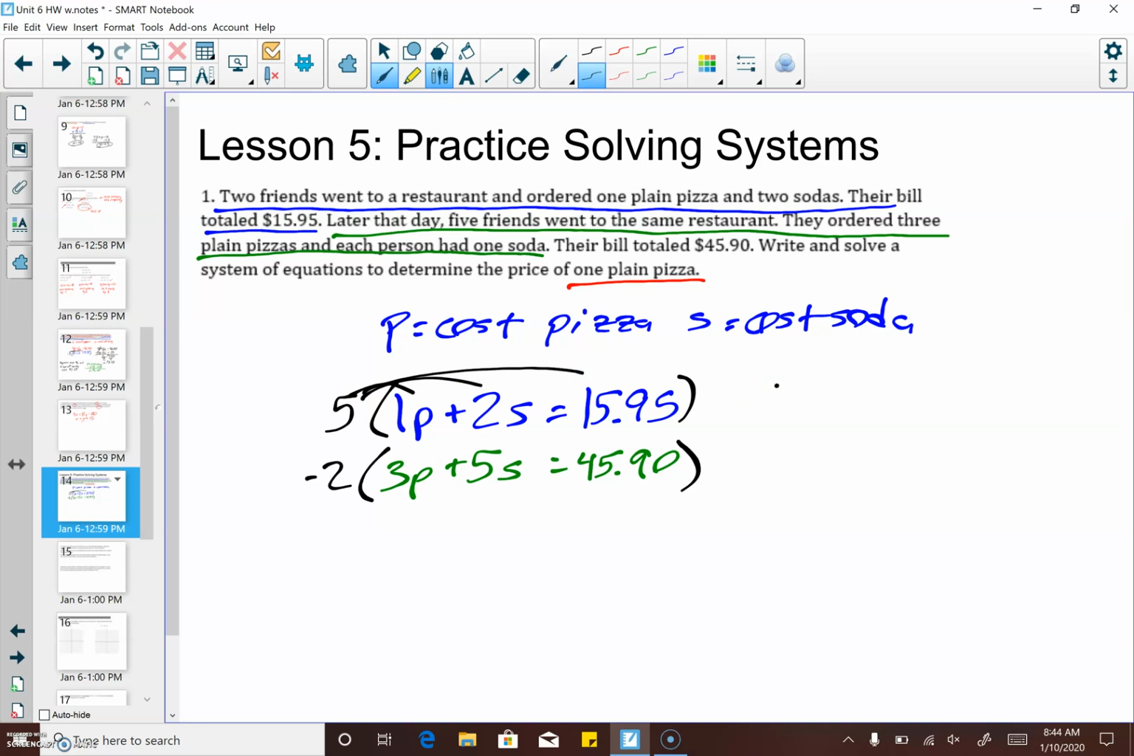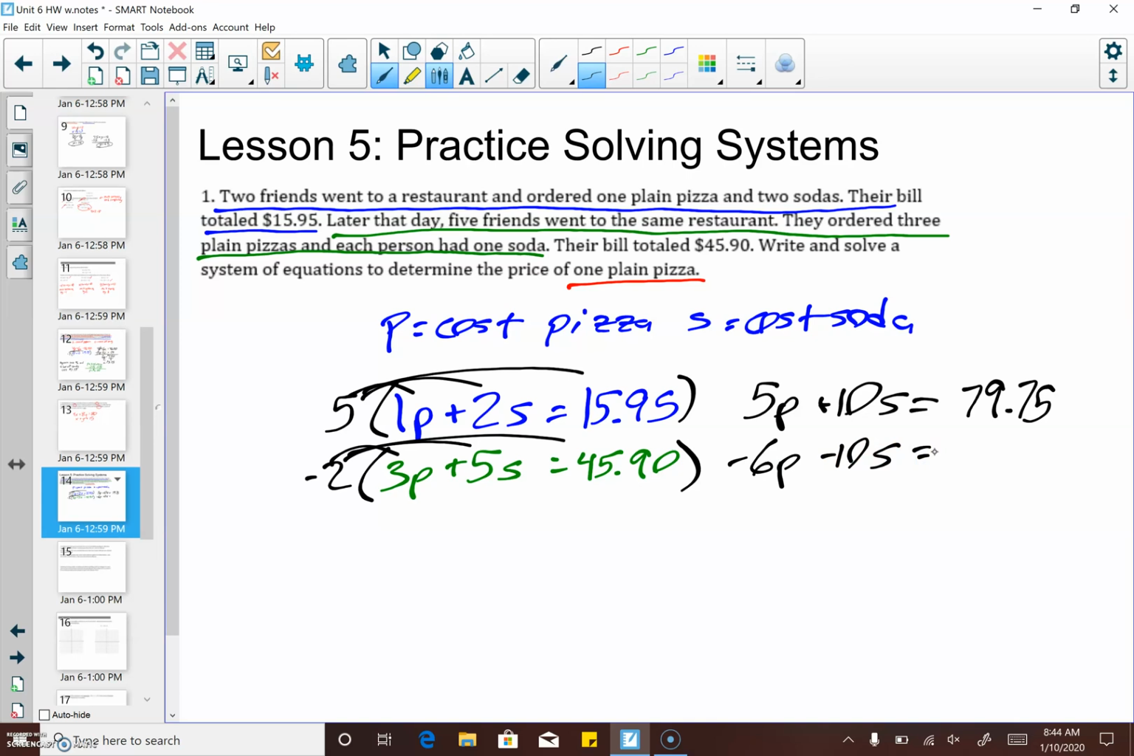So I distribute the 5. I get 5P plus 10S equals, and I'll plug this into my calculator, 1595 times 5 is going to give us $79.75. When I distribute here on the bottom, I'm going to get -6P minus 10S equals, and then if I do 4590 times -2, I'm going to get -$91.80, which I know doesn't seem to make sense, but the negatives will likely cancel out somewhere along the lines.